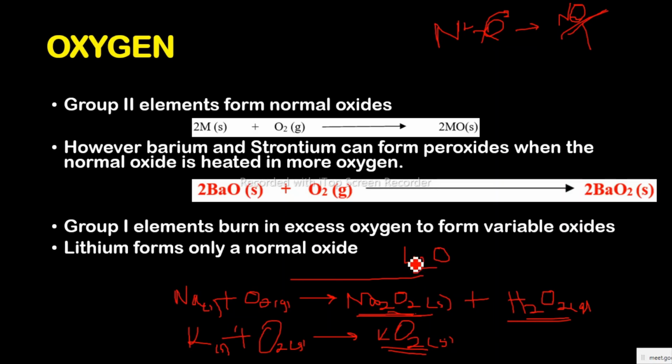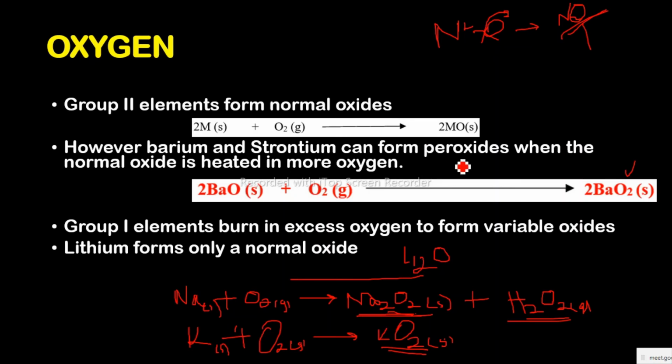But as you go down the group, the charge density decreases. Sodium, if it combines with oxygen, won't be able to accommodate the charge on oxygen, and so the charge will be distributed to other oxygen atoms, which is the same case here. Group 2 elements do form normal oxides because they have a high charge density. Having a high charge density means they will be able to accommodate the charge on oxygen.